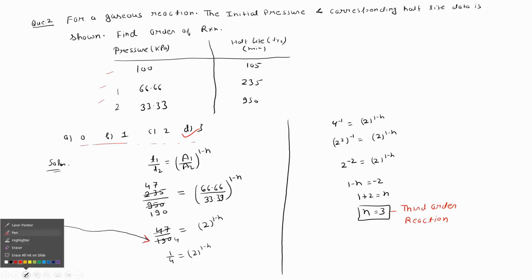Now let's take another very important question. The question is similar to the previous question, that is, for a gaseous reaction. I have just written it: for a gaseous reaction, everything is the same. The initial pressure and corresponding half-life data is shown. Find the order of reaction. I have given you the data.